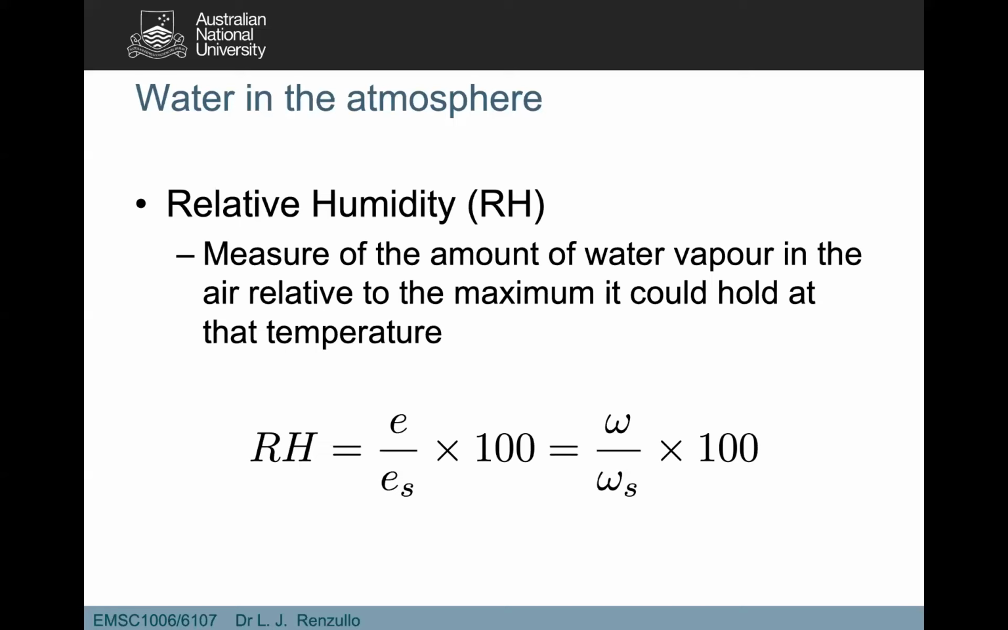In terms of mixing ratio, we measure for a given air parcel the amount of moisture in that air. We compare that to the amount that air could possibly hold, and the ratio of the two times 100 becomes the relative humidity. So these are all interchangeable.